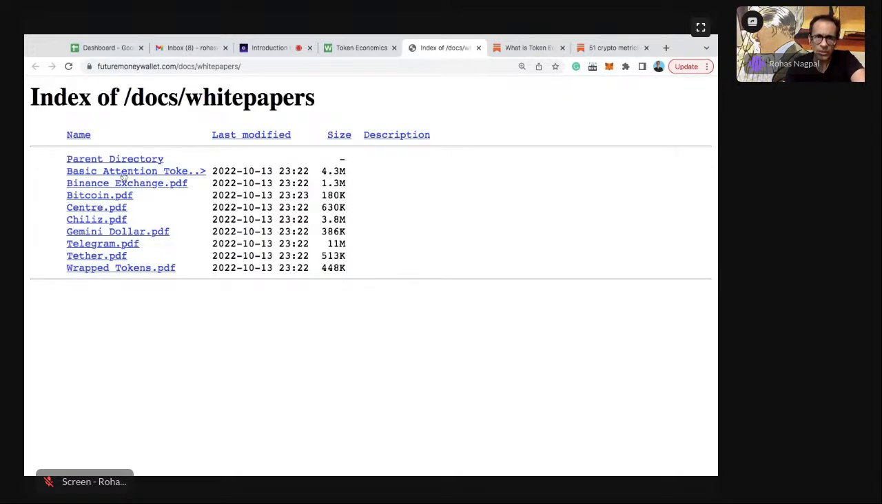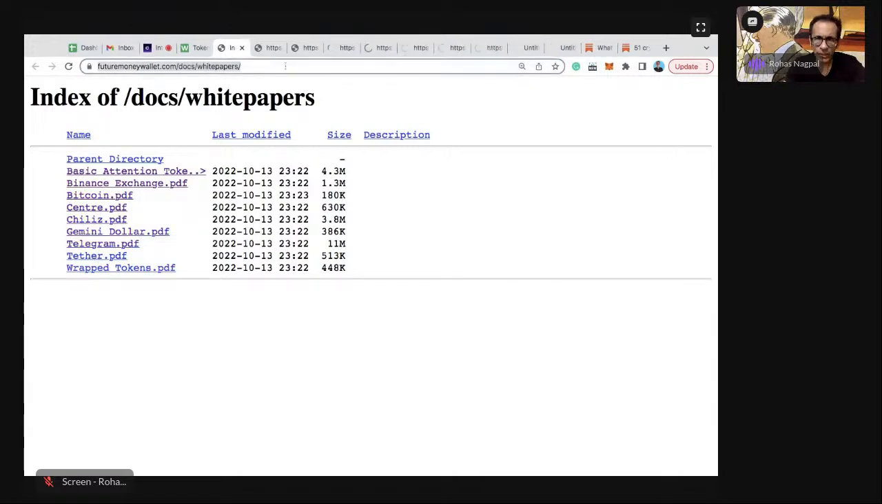But right now, if you can see on this list, one is Basic Attention Token, Binance Exchange. Are you able to see all the names of these files on my screen right now? Can you give me a yes? Okay. So let me just open some of them up for you. I'm giving you this link here, so later you can go and download these. I'll put the link in. Yeah, it's gone. You can see that.